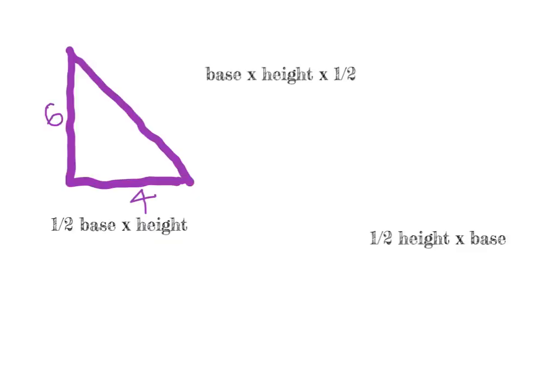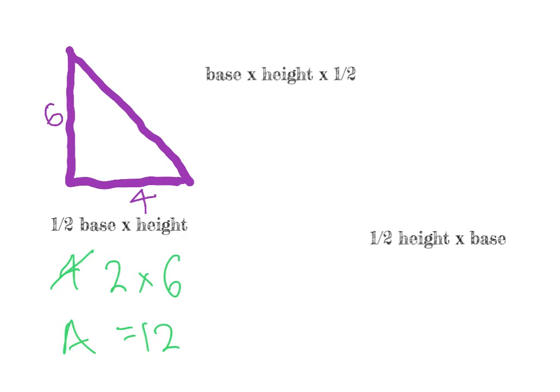Now, when it comes to actually calculating the area of a triangle, there are 3 ways to do it. My personal favorite is actually halving the base and then multiplying that by the height. So in this case, if our base is 4, we cross that out and it becomes 2. And then we multiply that by the height, so 2 times 6 gives us an area of 12.